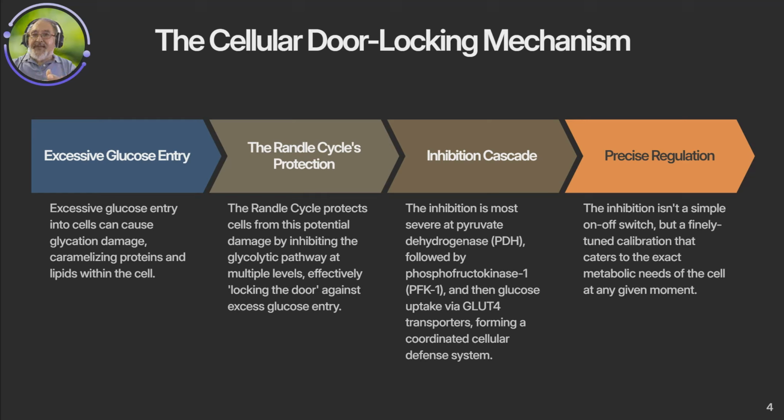Why would cells need to protect themselves from glucose? Excessive glucose can cause glycation damage, essentially caramelization of proteins and lipids within the cell through a process similar to browning meat. So if you're eating too much glucose, essentially you're cooking yourself inside, right? Just think about it that way. Or another way people talk about it is that it's rust, right? Excess glucose is like rusting your cells. The cell's solution is brilliant. Sufficient energy from fat resources restricts glucose entry to prevent potential damage.